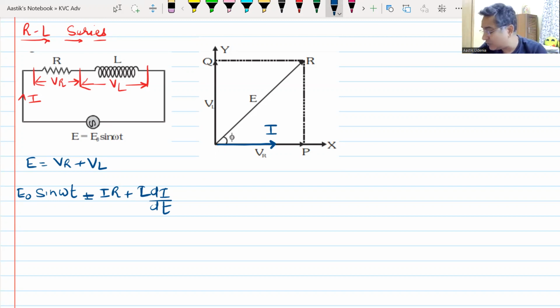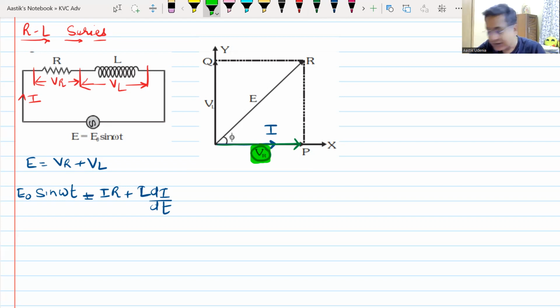Then where will be the voltage VR? If current is along x-axis, where will the voltage VR be? On the same axis. The voltage will also be along the same axis, and that is your VR. Do we understand this? First listen to me, then I will give you time to write.